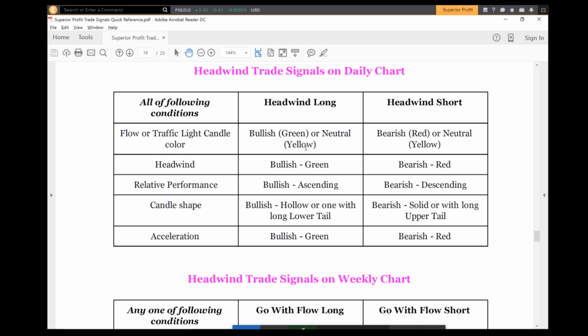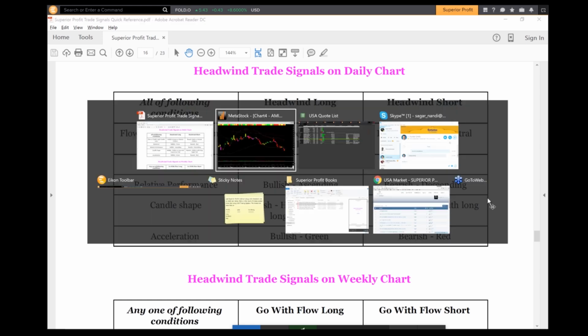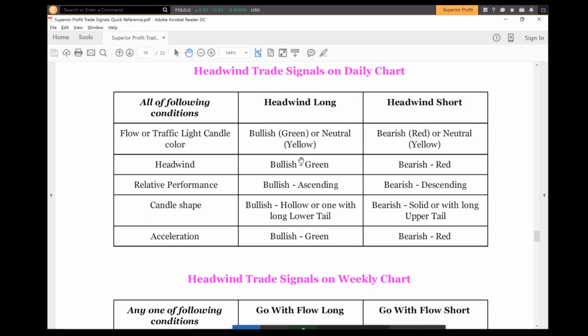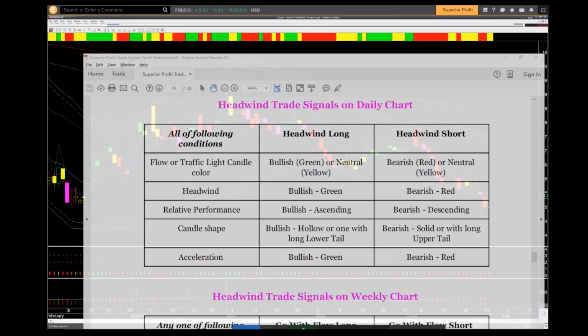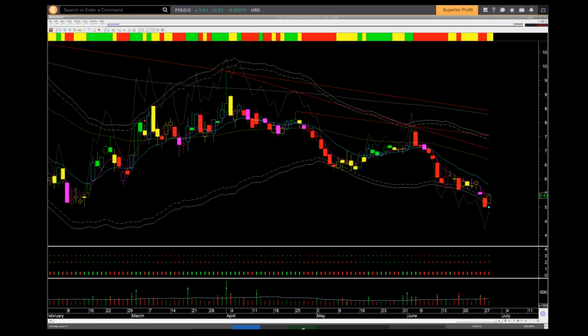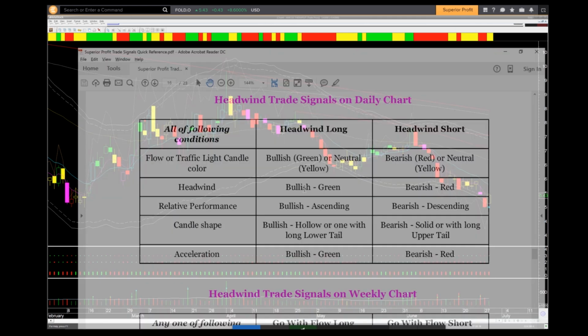Flow, or traffic light, the candle color, the flow color should be green or yellow. In this case, we have yellow, so that criteria is met. Then a headwind signal, of course, it should appear bullish, green. So in this case, it's a pendulum low, so cyan, great. That's even better if we are trying to catch the bottom. That criteria is met.